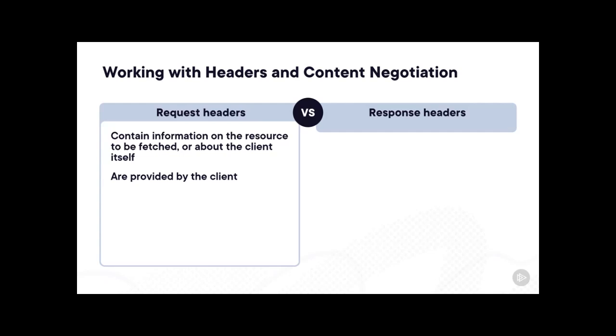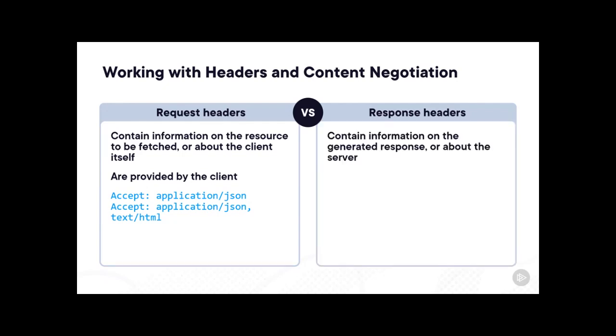We'll encounter a few of these throughout the course, but a common request header we will immediately use in the next demo is Accept. This tells the server the media type the client is willing to accept. For example, application/json, or, which you see in the second example, preferably application/json, and if that's not available, then return text/html. The headers of a response then contain information on the generated response or server.